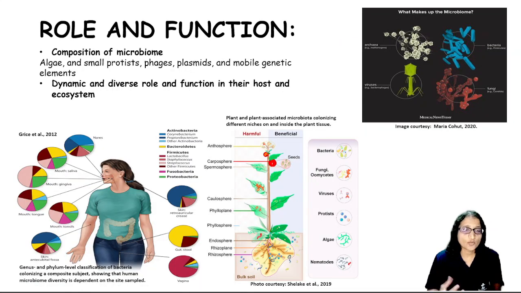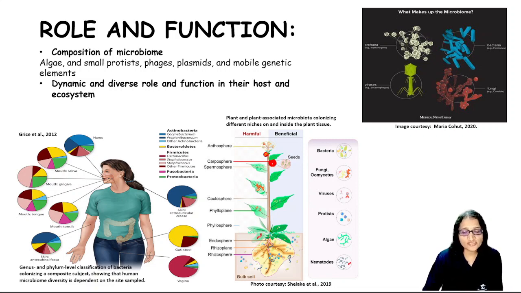So now we understand the composition of the microbiome includes archaea, bacteria, viruses, fungi, algae, even small protists, phages, and genetic material, that is DNA, RNA, and plasmid viruses, everything is included along with the environmental conditions in which these microorganisms are present. And the composition of the microbiome is highly changing and highly dynamic in nature, and they are highly diverse in numbers, and their function is also very distinct to the host in which they are present and the ecosystem in which they are there.